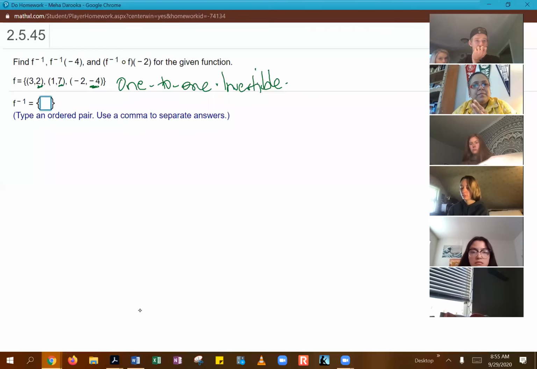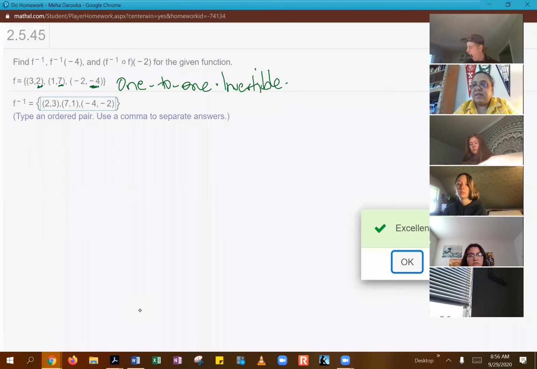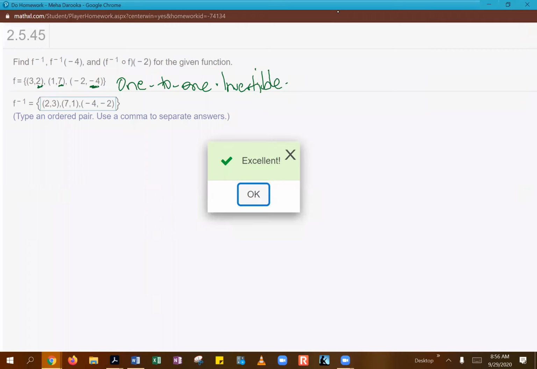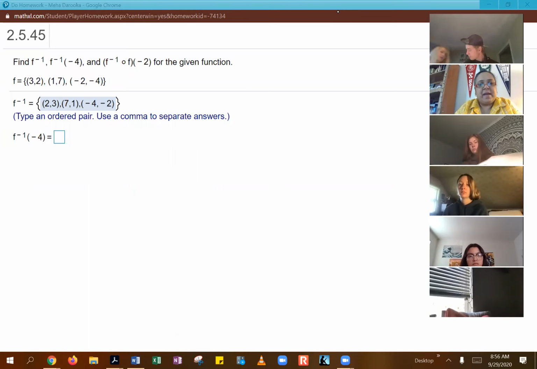Would it just be 2, 3, 7, 1, and -4, -2? Yeah, exactly. Very nice. Just switch those ordered pairs around. So you would have 2, 3, and then comma, 7, 1, comma again, and then -4, -2. Very nice. And that's it. That's all you have to do when you're given the set of ordered pairs. Now, like I said, this would not work if we were given equations, but it definitely works with a set of ordered pairs. All right, so can you tell me what f inverse of -4 will be?